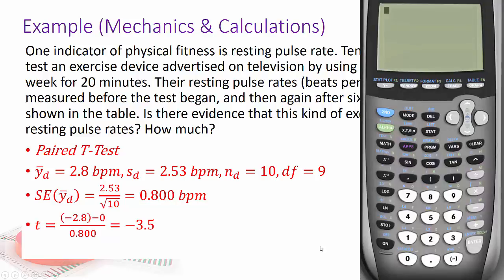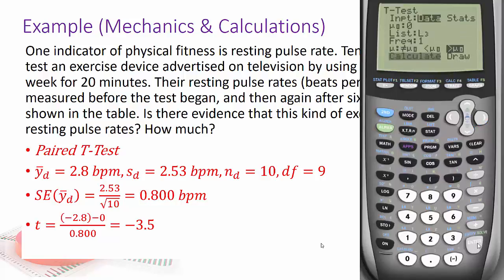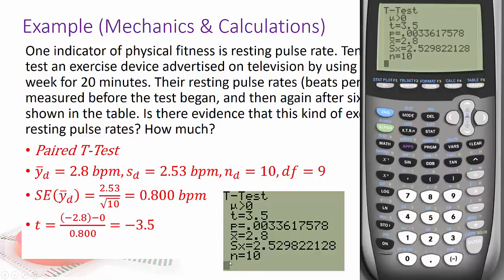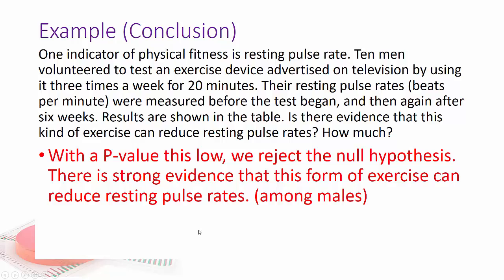So let's go ahead and take a look at our data here. We go stat, test, and it's just a t-test using the data. My mean is 0, and there's my list, and I want the difference to be greater than 0. Hit calculate, and you get those values right there. I can pull the p-value right here. I see that my p-value is 0.00336, or roughly 0.0034. So with a p-value this low, we reject the null hypothesis. There's strong evidence that this form of exercise can reduce resting pulse rates among males.